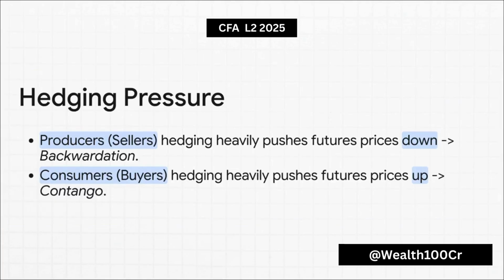The second big idea is the hedging pressure hypothesis. This one's all about those 2 groups we talked about earlier, the hedgers. So think about it. If the producers, the guys selling the commodity, are all rushing to lock in their prices, they're all selling futures contracts. That selling pressure pushes futures prices down, and you get backwardation. But what if it's the consumers, the airlines, the factories who are panicking? They're all buying futures to lock in their costs. That buying pressure pushes futures prices up, and voila, you've got contango.